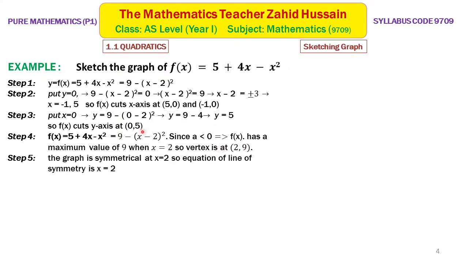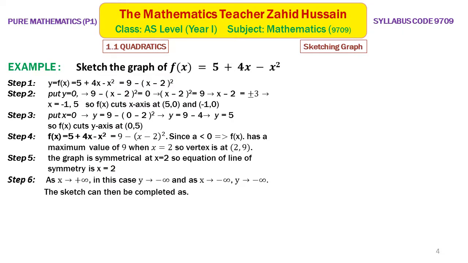The line of symmetry. To find the line of symmetry, we will put this expression under square equal to 0, x minus 2 equal to 0, and this will give us x is equal to 2. So this is the equation of the line of symmetry. And the behavior of the curve: when x tends to positive infinity, y tends to negative infinity. When x tends to negative infinity, y tends to negative infinity, because the parabola opens down, so these ends will approach negative infinity. So keeping this information in mind, we can sketch the graph.